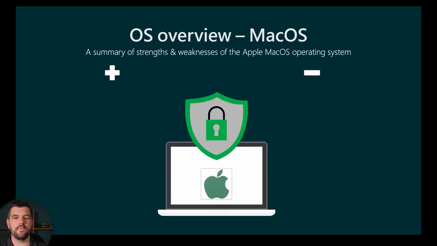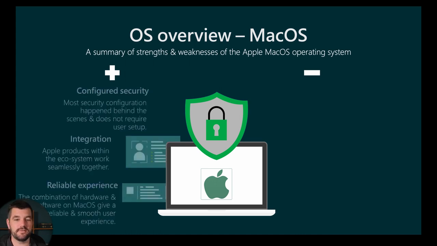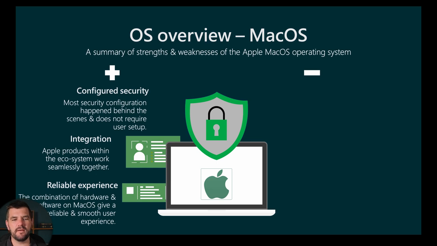Now let's look at Mac operating system and a summary of the strengths and weaknesses of the Apple Mac operating system. First of all, configured security. Now this is a positive and a negative, like we talked about with iPhone, but most of the security configuration, the things turned on, turned off, etc., happens behind the scenes with Apple Mac. They like to take care of that and not have it up front for the user to interact with. And so you don't really need to do a lot when you get an Apple Mac. There's some features that will turn on and off, but for the most part, they've set it up to be reasonably secure out of the box.